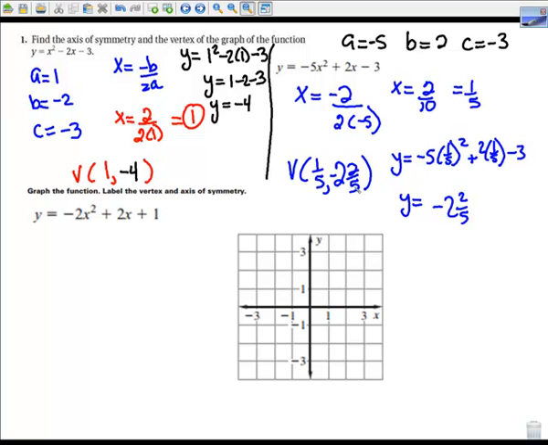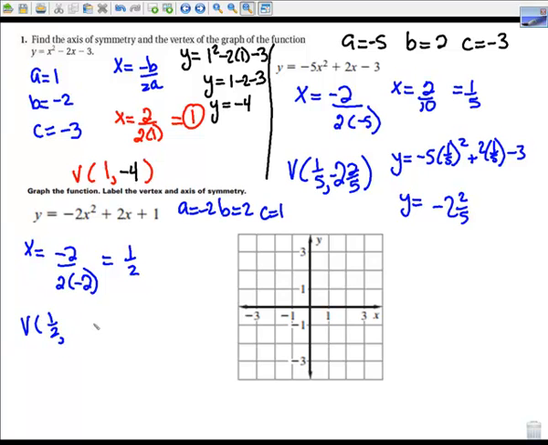All right, now I'm going to go ahead and graph one of these functions. When you graph it, you need the axis of symmetry, you need the vertex, and then we're going to make a table with values surrounding the vertex because all parabolas are symmetric. So when I graph this, first thing I'm going to do is find my axis of symmetry. So A is negative 2, B is 2, and C is 1. So the opposite of B is negative 2 over 2 times A. So I get 2 over 4, which is 1/2. So my x is 1/2, my axis of symmetry.